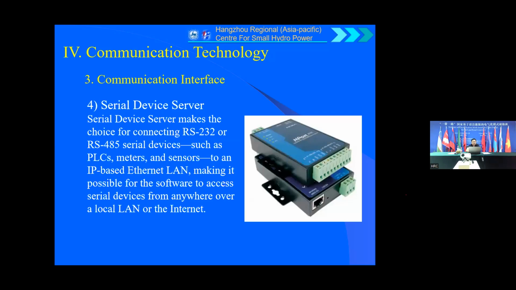The second communication interface is the serial port server. The serial device server makes it possible to connect RS-232 or RS-485 serial devices, such as PLCs, meters, and sensors, to an IP-based Ethernet LAN, making it possible for software to access serial devices from anywhere on the local LAN or the internet. We convert the connection to the network. We connect this to the switch, and we find this device and can communicate with the serial port of this device.